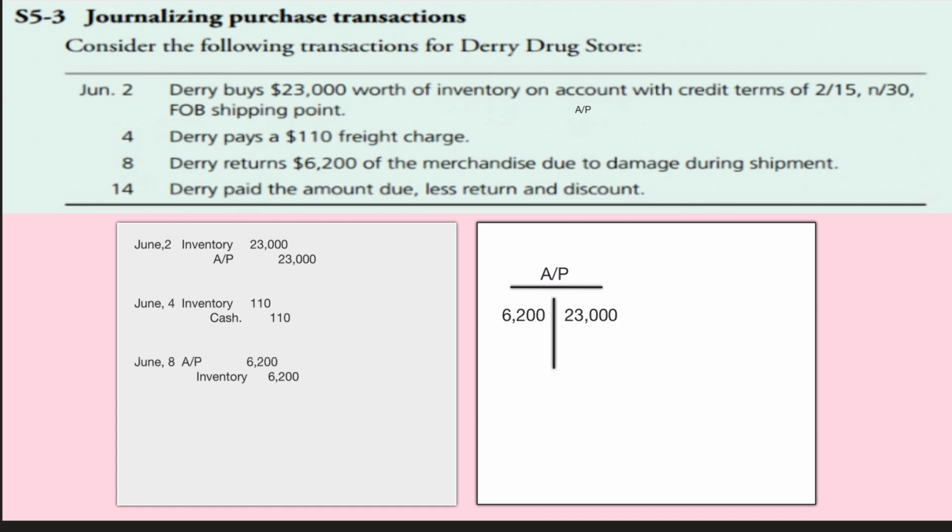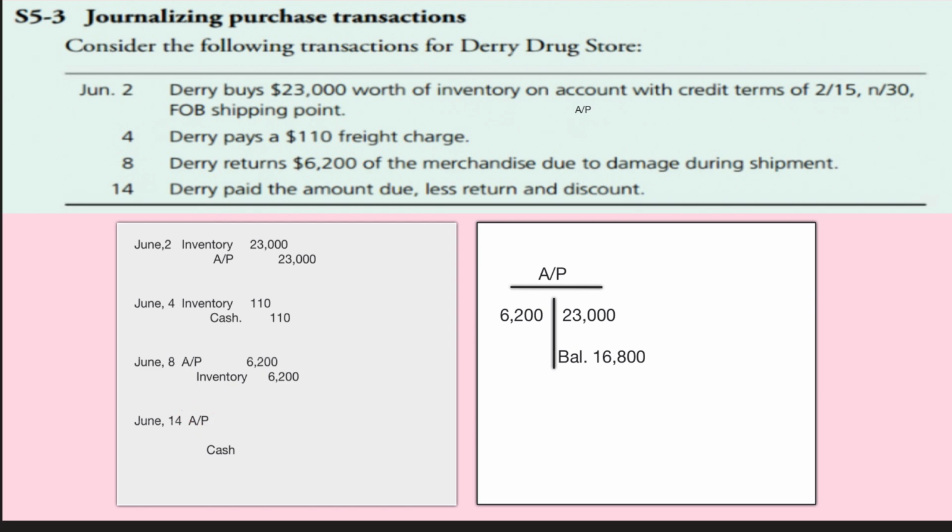Okay, so now what's the balance? The balance is the difference between debit and credit side, and you're gonna put the balance in the bigger side, in the greater side. So 23,000 minus 6,200, it's gonna be 16,800. Should it be in the debit or credit side? It should be in the credit side because the credit side is greater. Okay, so now the balance in the accounts payable is 16,800. So this is the liabilities that I will have to pay.